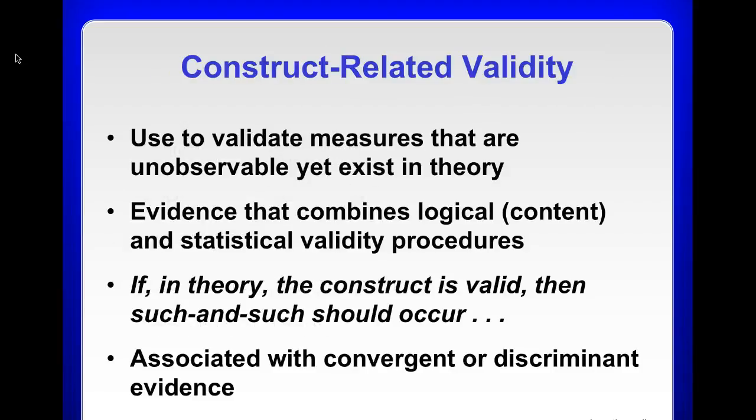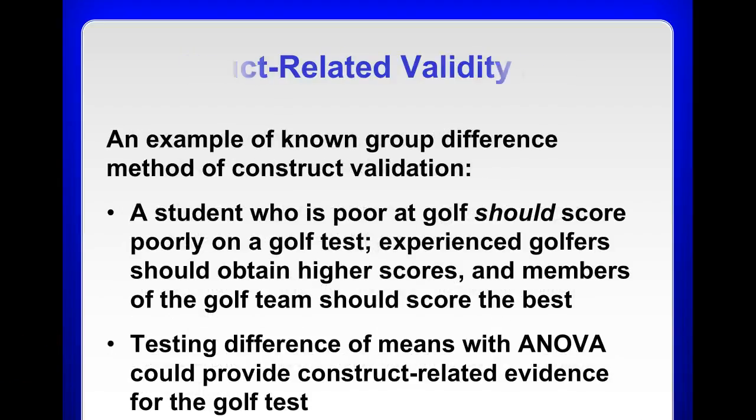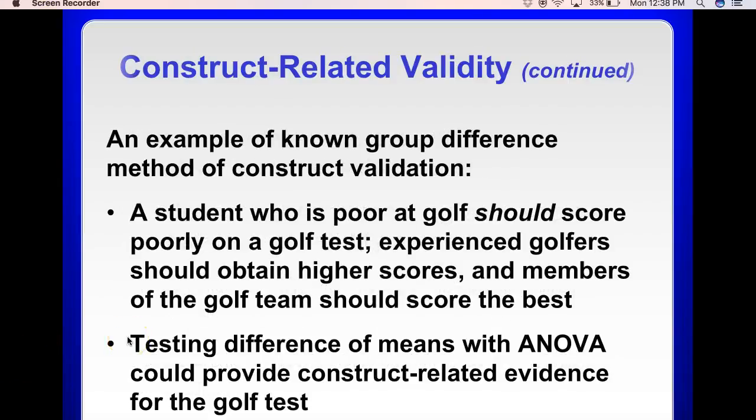Construct is used to validate measures that are unobservable. Evidence that combines logical content and statistical validity procedures. If in theory the construct is valid, then such and such should occur. Associated with convergent and discriminant evidence. An example of construct-related validity is a student who is poor at golf should test poor at golf. Conversely, somebody who is really good at golf should test good at golf.